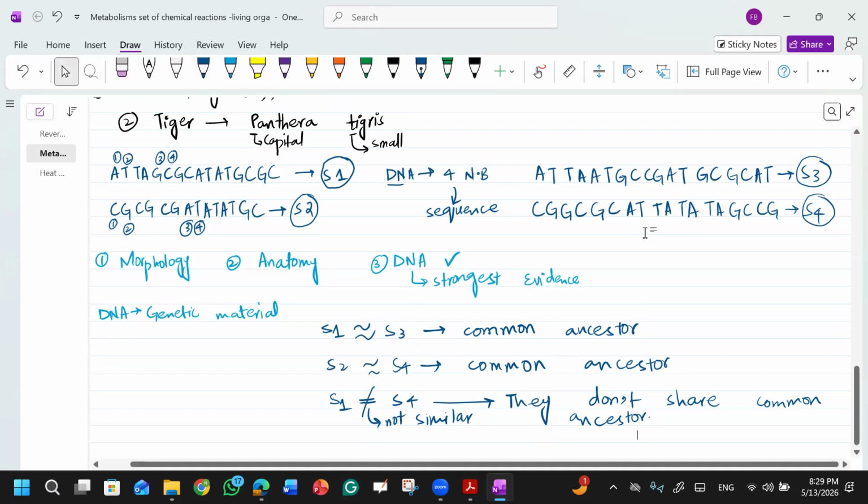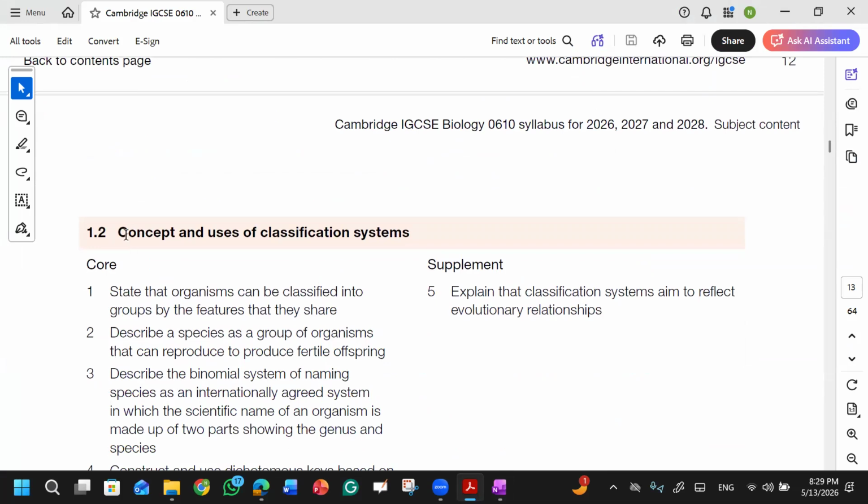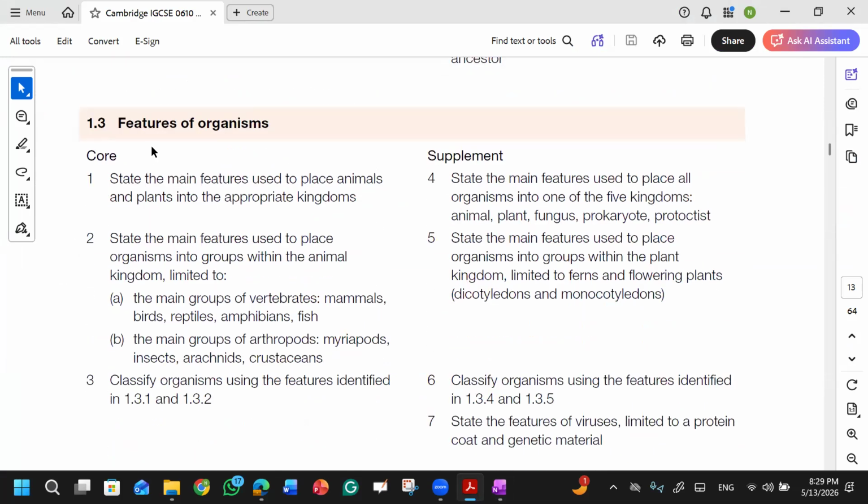You can take a screenshot of this, or I will share the file with you. I will share this file with you. Just remind me after the class. Okay, then this we have done. The section two is clear.